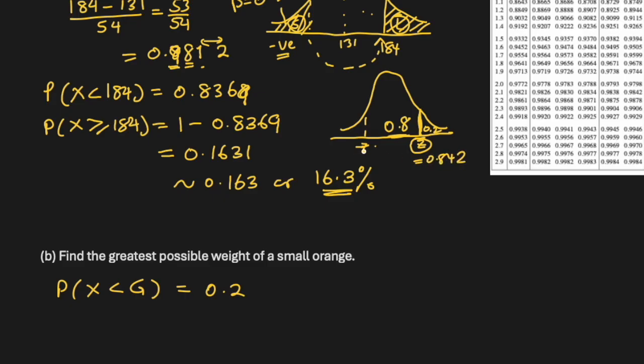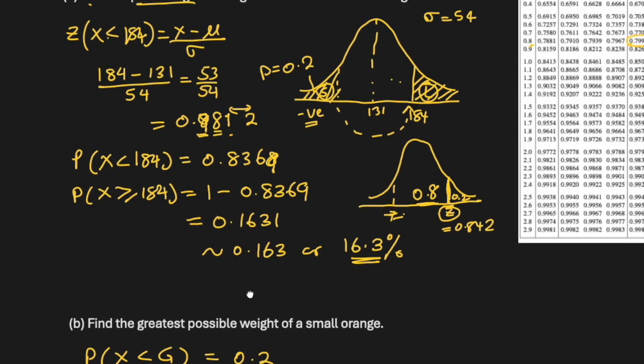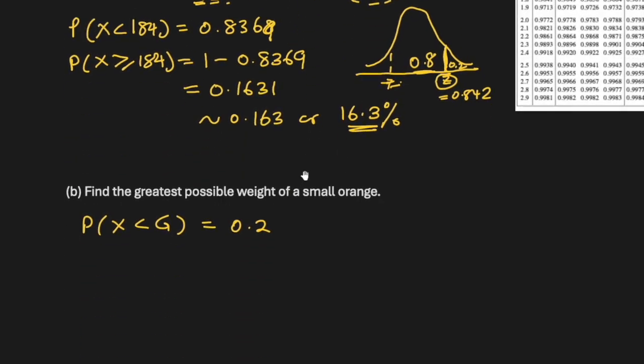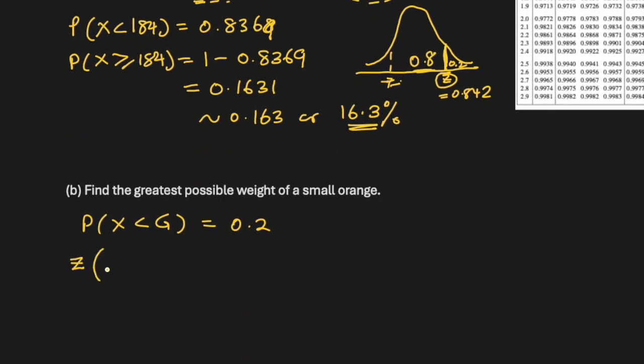But we wanted a negative Z score for this one, and that's what we'll do here. We'll use the same formula we used earlier, which is this Z score. So Z score, X is less than G, we don't know G, which is the X value, minus 131, which is the mean value, divided by 54, and Z score we got as minus 0.842. And now we will solve it by cross multiplication.